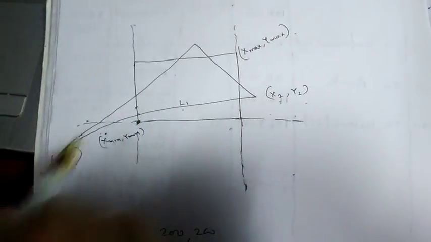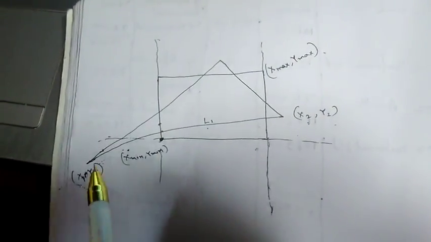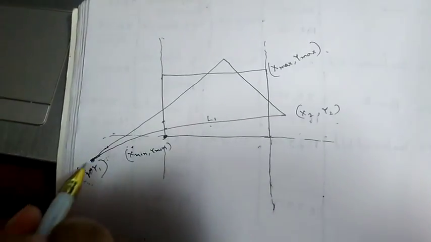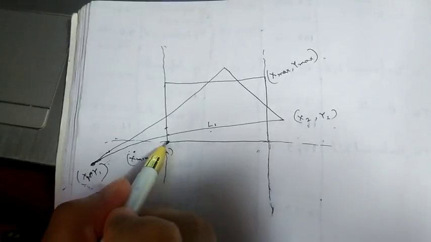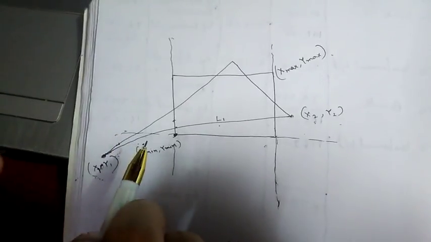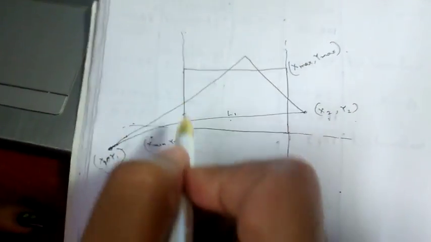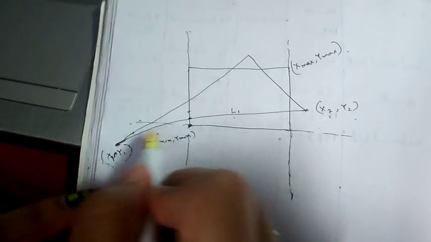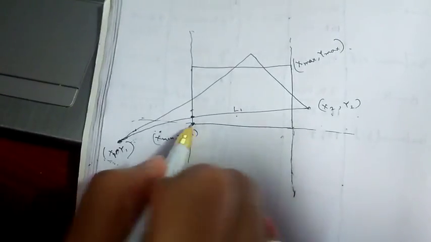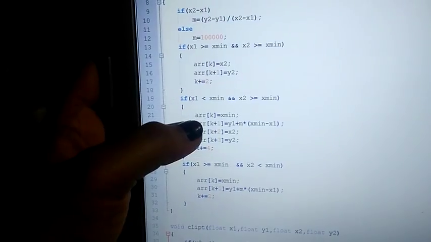To repeat again, there are 4 conditions. I'm just checking one of the conditions, that is how to clip the left part. I'm checking whether my x1 is less than x min and x2 is greater than x min. If yes, then I'll go for clipping the left part. In this, what we are doing, the revised x1 will be equal to x min. So we substitute the x min value to array of k, that is the x1 actually.